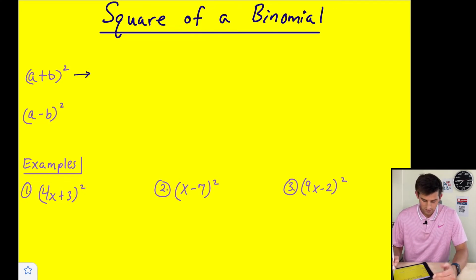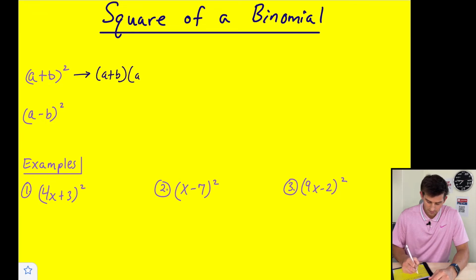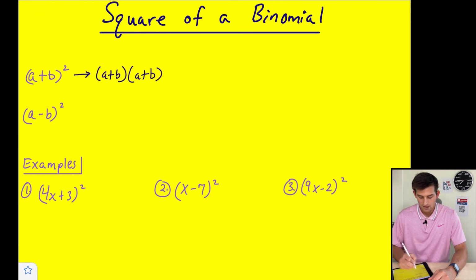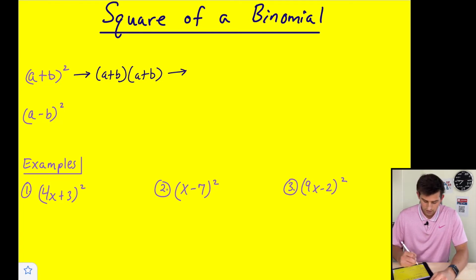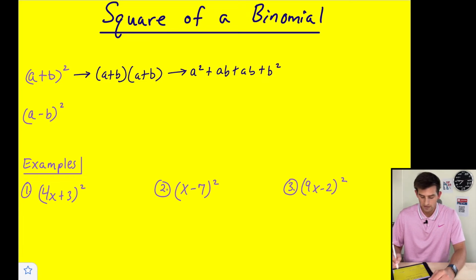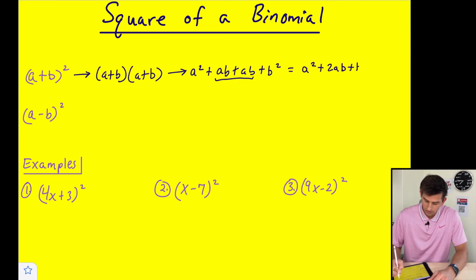So we have a plus b squared. That would just be a plus b times a plus b, just like this. Now if we FOIL, we're going to do first, outer, inner, last. We would say a squared plus a times b plus b times a, and then b times b, so b squared. Notice what happens in the middle. We have ab plus ab, well, that would be 2ab. So we get a squared plus 2ab plus b squared.